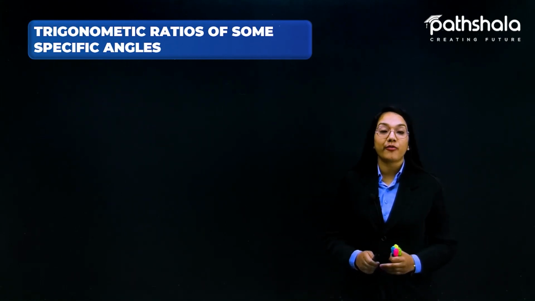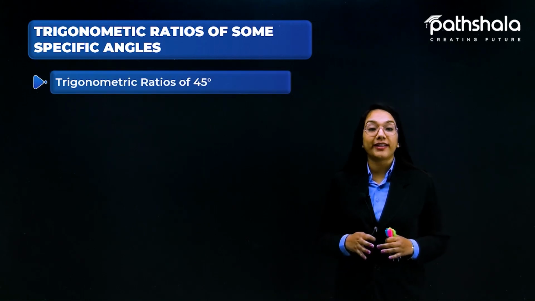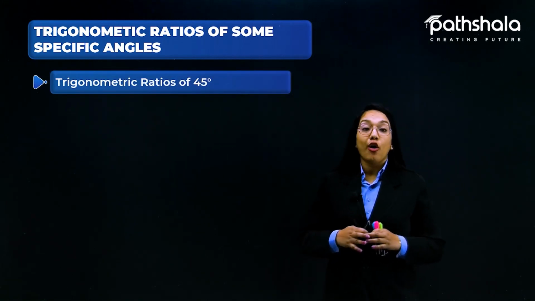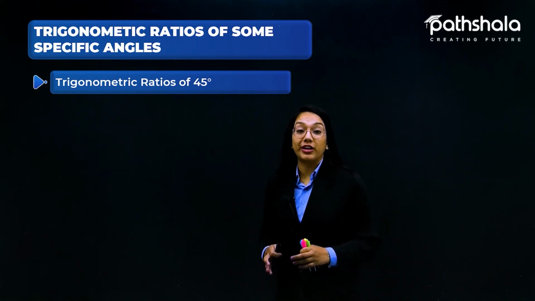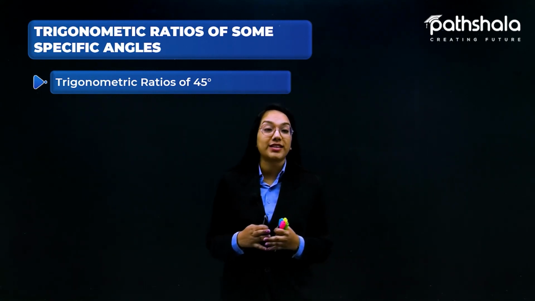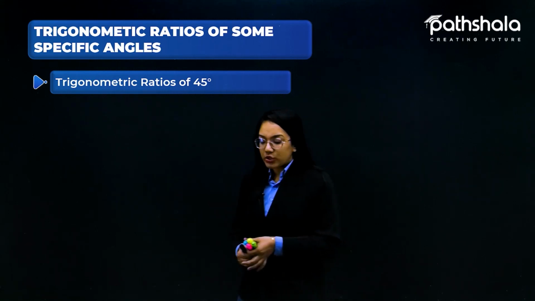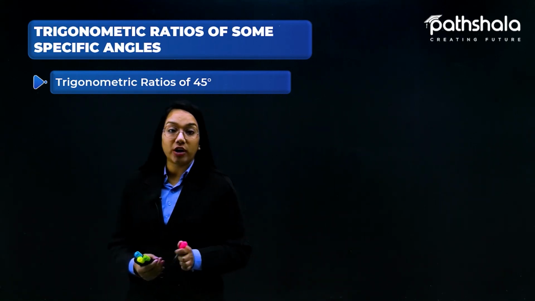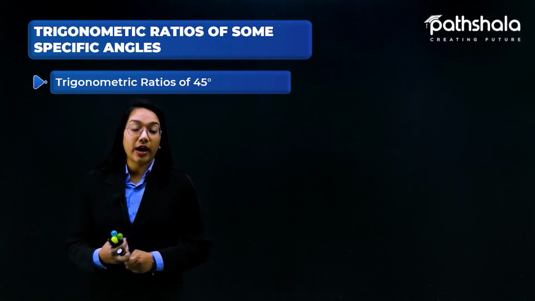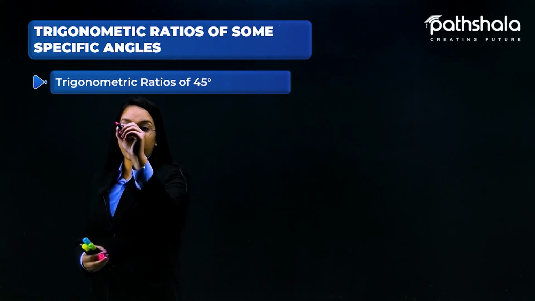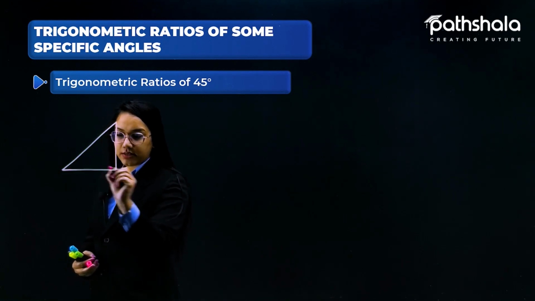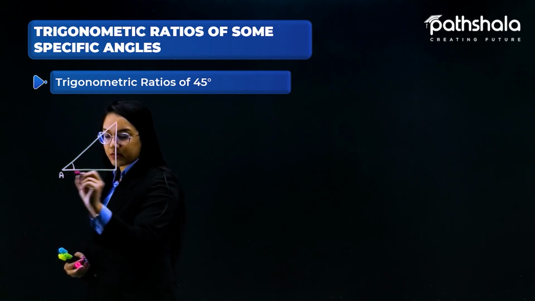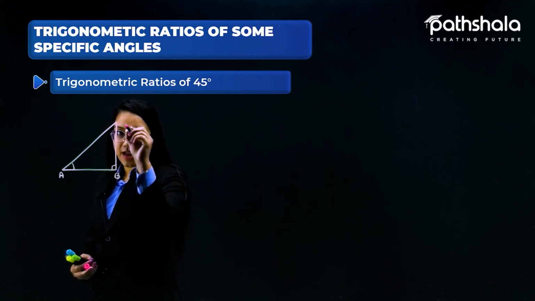Let us suppose I am first of all talking about the trigonometric ratios of an angle that is 45 degree. Suppose I am finding the trigonometric ratios when the angle given to us is 45 degree. So first of all, let me construct the triangle. Let us take this particular triangle over here, where this is the angle A, this is B, which is the right angle at B, and this is C.